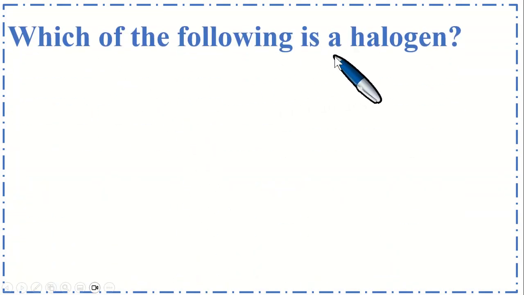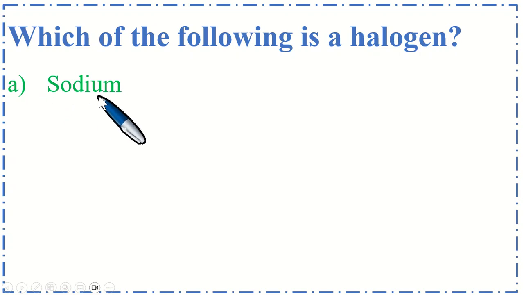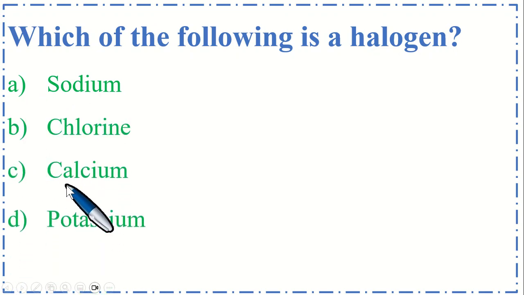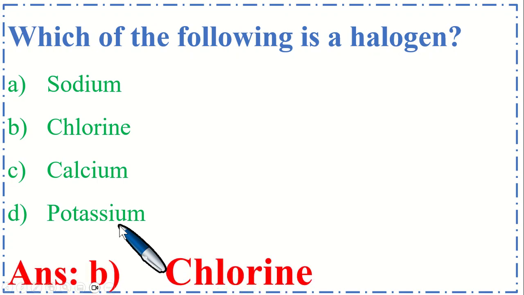Which of the following is a halogen? Option A sodium, B chlorine, C calcium, and option D potassium. So the correct option is B chlorine.